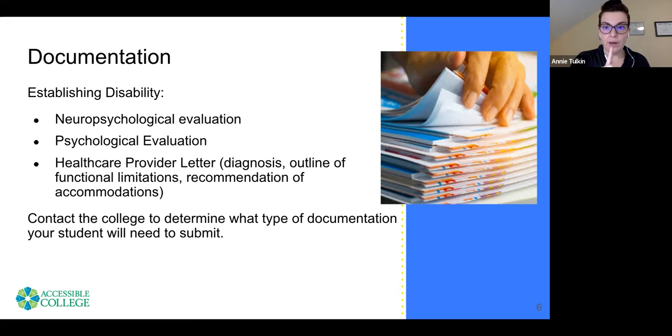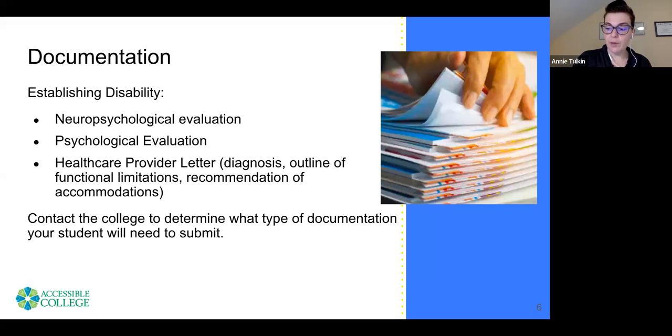The first thing that families will want to do is check out the Disability Support Office's website. Each college establishes their own criteria for the types of documentation they will accept. And so it's important that you're looking at what the college is requiring before you start getting new documentation. So the first part is establishing a disability.